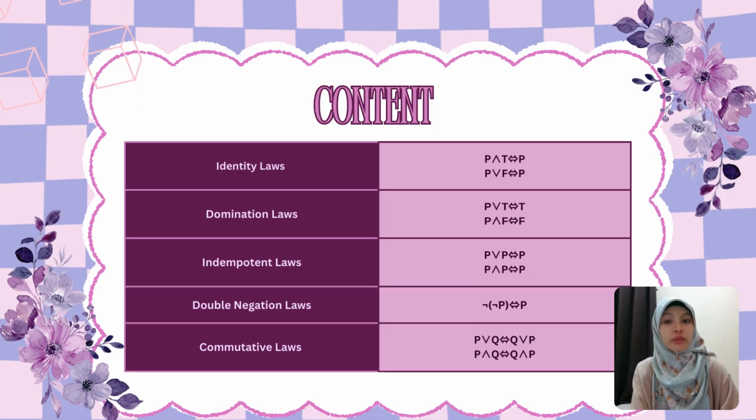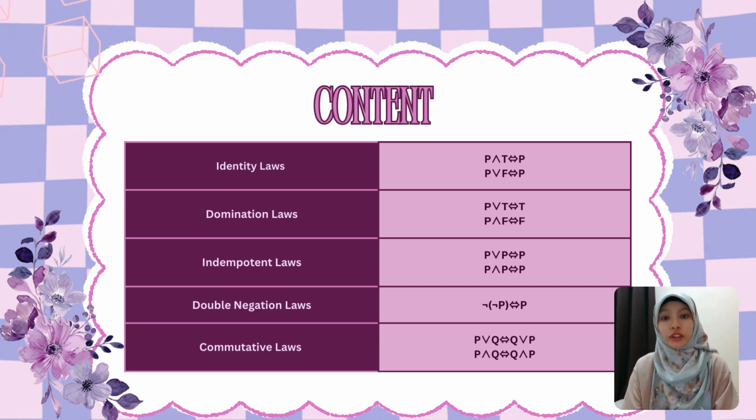For the content, me and my friends will explain 13 types of law of logic. First, identity law. P and true is logically equivalent to P, or P or false is logically equivalent to P, which means if a variable and T, which means true, you will get the variable, and if a variable or false, you will get the variable. Second, domination law.